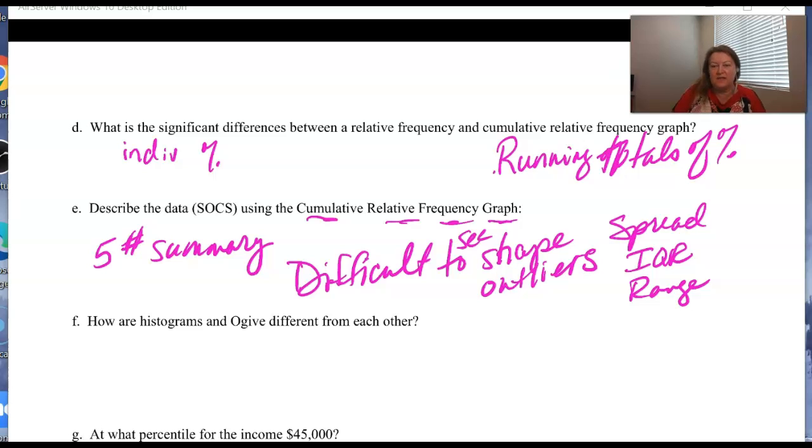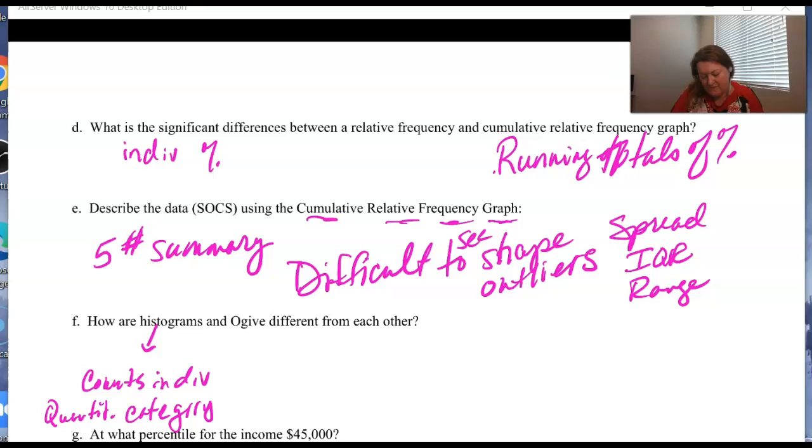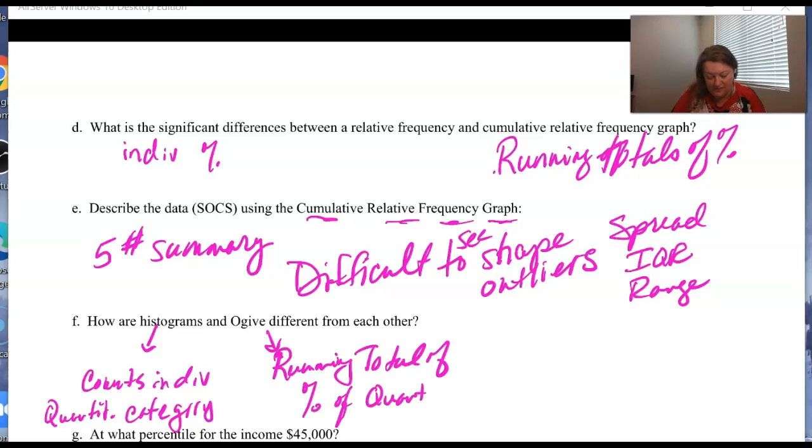How are histograms and ogives, or cumulative relative frequencies, different from each other? In a histogram, it is usually counts for individual categories, and those categories are quantitative categories. In an ogive, it is a running total of percentages of quantitative categories.